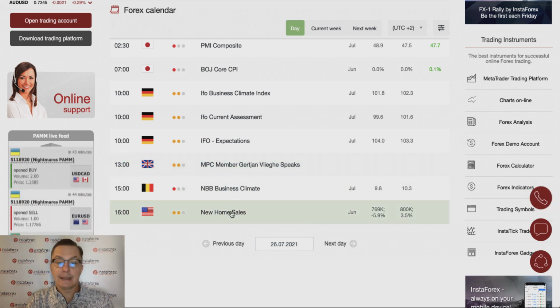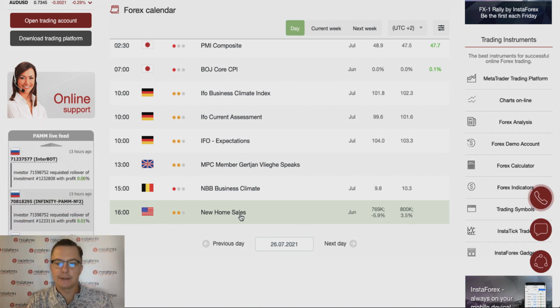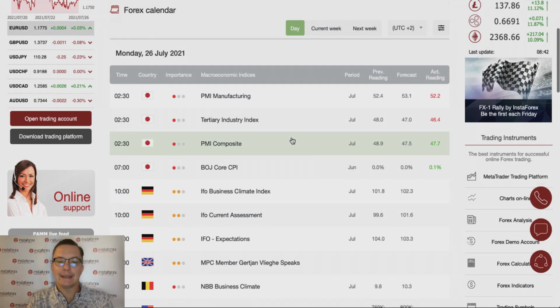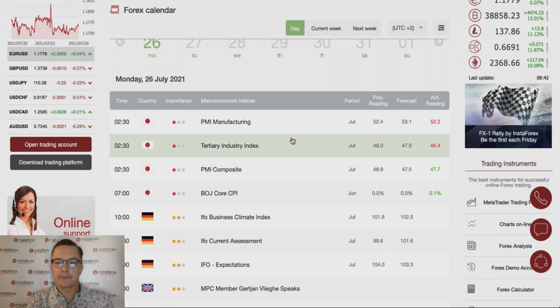And during the New York session, we have new home sales data from the US scheduled for release at 4 p.m. and that's everything for today, Monday 26th of July 2021, from the economic calendar.